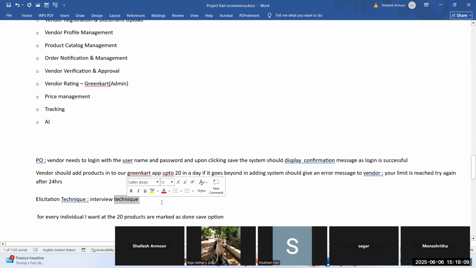For example, now I am a business analyst, and Rajshekar, Shubham, Sagar, Monashrita are stakeholders. So now what technique can we apply? Workshop. Okay, what about others? Can we do brainstorming? Okay, yes, very good. What about Sagar and Rajshekar? Yesterday I taught you, right? Forgot? Any guesses? Survey techniques.